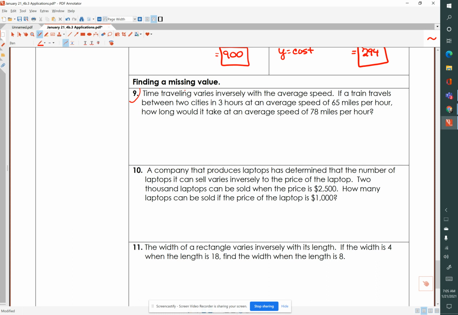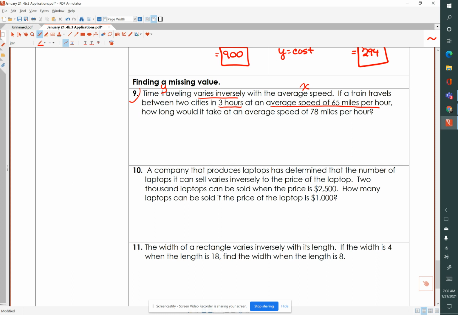So the time traveling is the amount of time, and that's our y value, varies inversely with the average speed, and the speed is our x value. If a train travels between two cities in 3 hours at an average speed of 65 miles per hour, how long would it take at an average speed of 78 miles per hour?